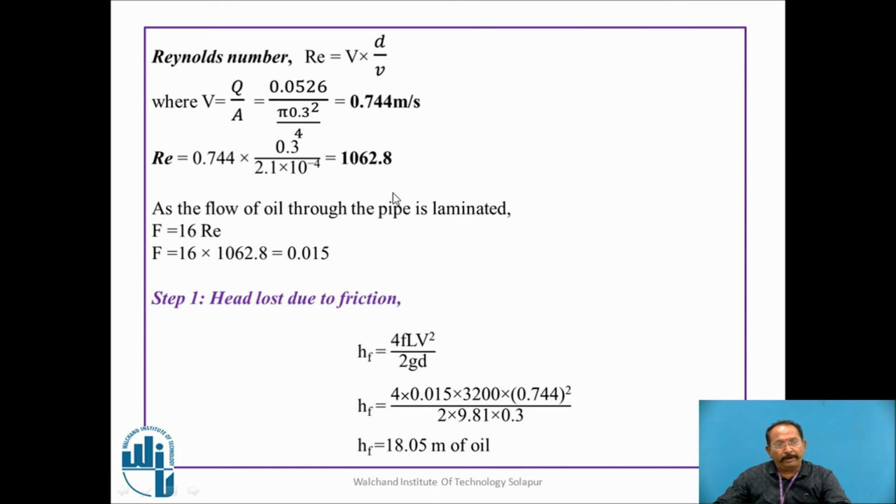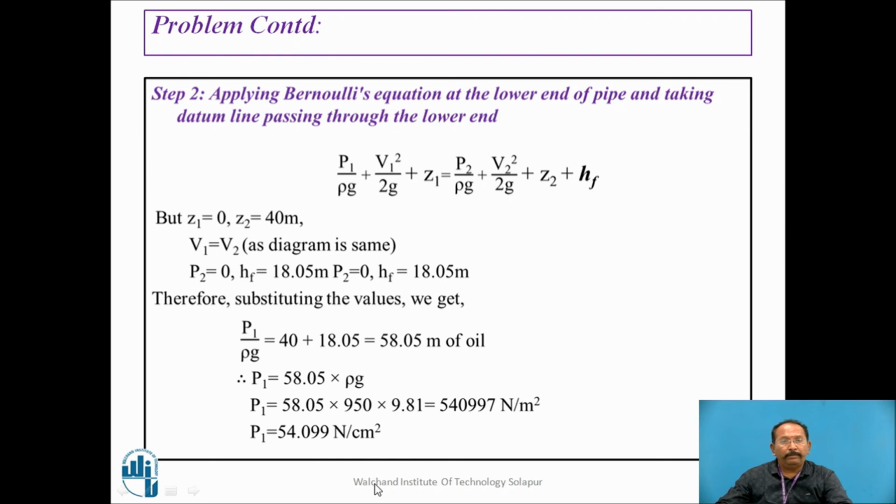Reynolds number is 1062.8. As the flow of oil through the pipe is laminar, we know f is equal to 16 by Re. Put this value, and we will get f, because this particular f is required to find out the frictional loss. So f is 0.015. HF is equal to f L V square upon 2 g D. So HF you will get 18.05 meters of oil. Then put these values in the total energy equation, P1 upon rho g plus V1 square upon 2g plus Z1, similarly on the second end, plus HF.